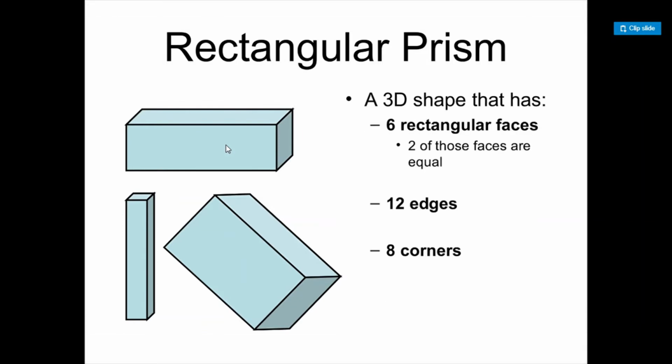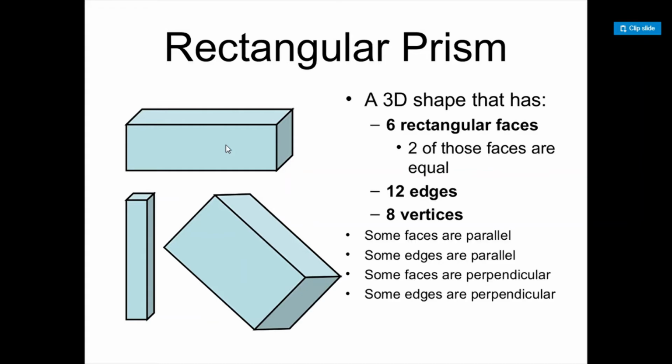Rectangular prism has six rectangular faces. Two of those faces are equal, 12 edges, and 8 corners. Rectangular prism has also 8 vertices. Rectangular prism is a 3D shape that has 6 rectangular faces, 12 edges, 8 vertices. Some faces are parallel, some edges are also parallel, some faces are perpendicular, and some edges are also perpendicular.